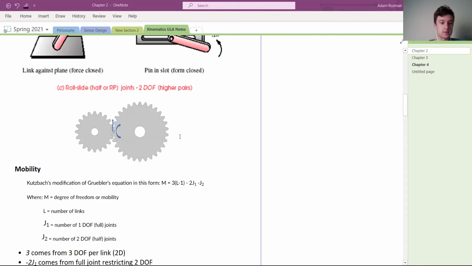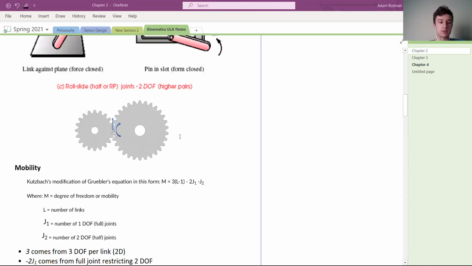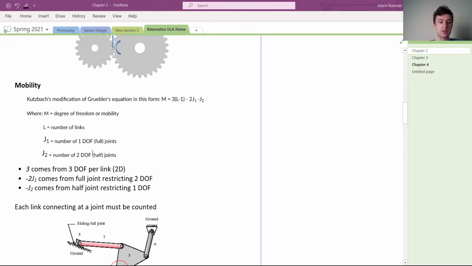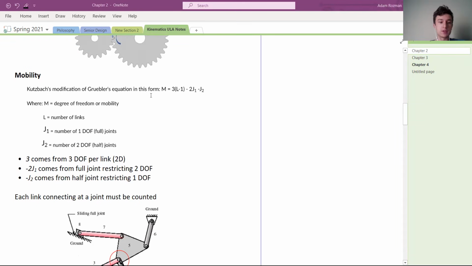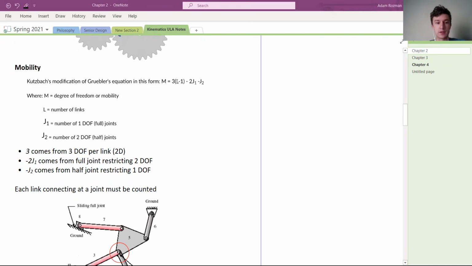Once we absorb all of the degrees of freedom, we can look at mobility. There are a couple of different variations. I find that the Kutzbach-Grübler is the easiest. There's just less room for error. So you want to find the number of links, full joints and half joints. Your mobility is 3 times the links minus 1. So you have 3 degrees of freedom per link. And then you subtract 2 for every full joint, since it takes away 2 degrees of freedom, and you take away 1 for every half joint.